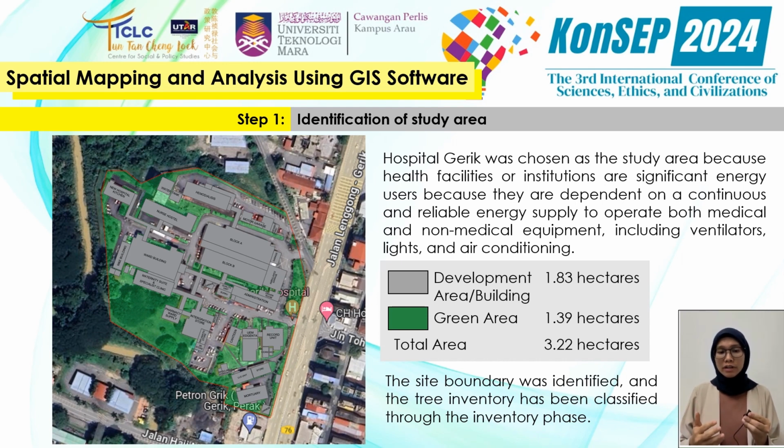So the total acreage of the study area is 3.22 hectares, including a development area or building of 1.83 hectares and a green area of 1.39 hectares. So the site boundary was identified and the tree inventory has been classified through the inventory phase.